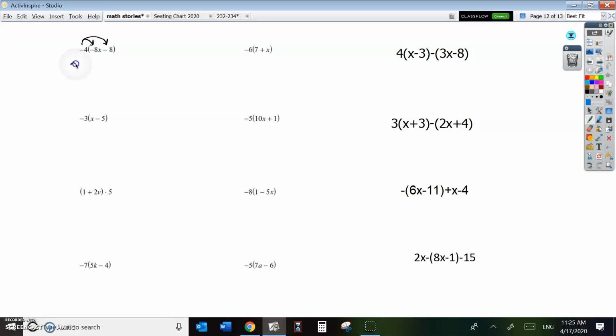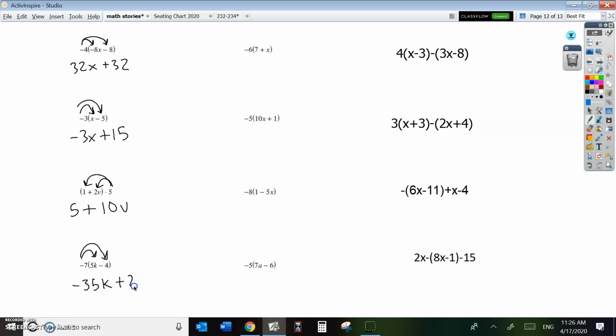Negative 4 times negative 8 is positive 32x. Negative 3 times x, negative 3 times negative 5. Negative 3x plus 15. 5 times 1, 5 times 2v is 5 plus 10v. Negative 7 times 5k. Negative 7 times negative 4. Negative 35k plus 28.